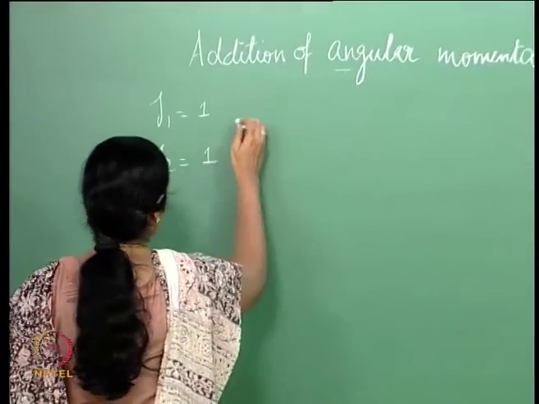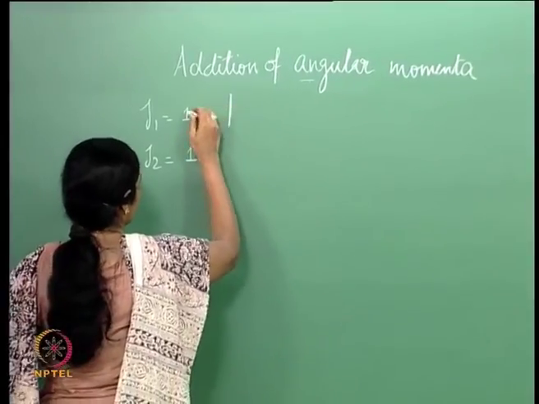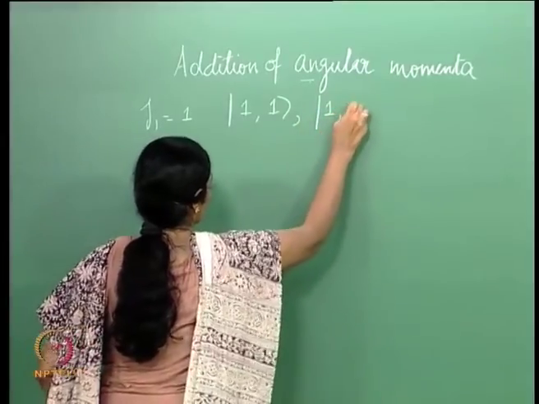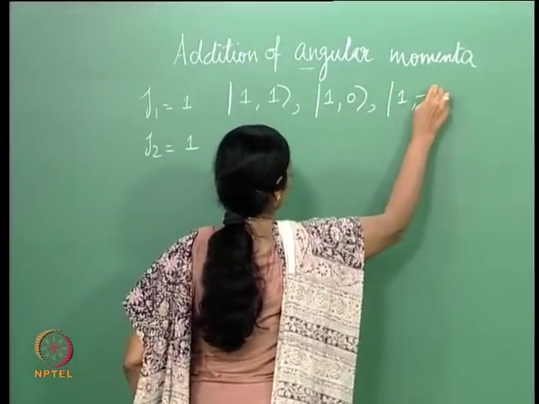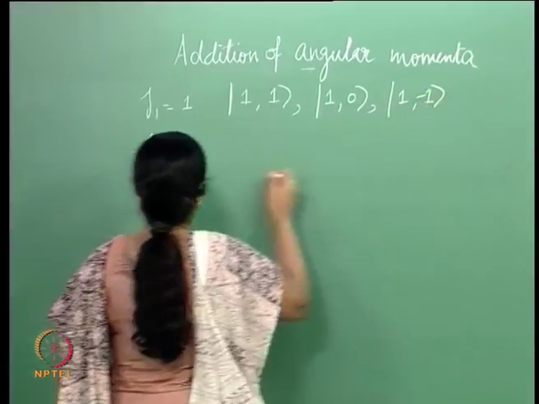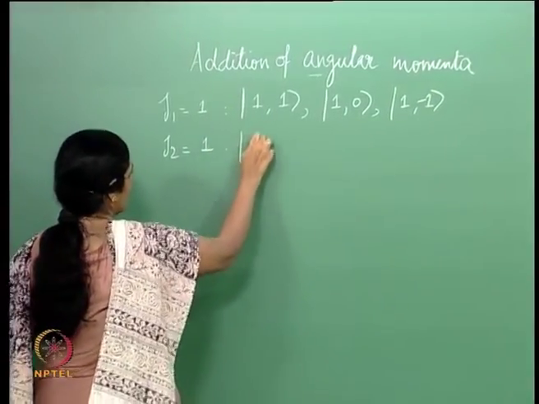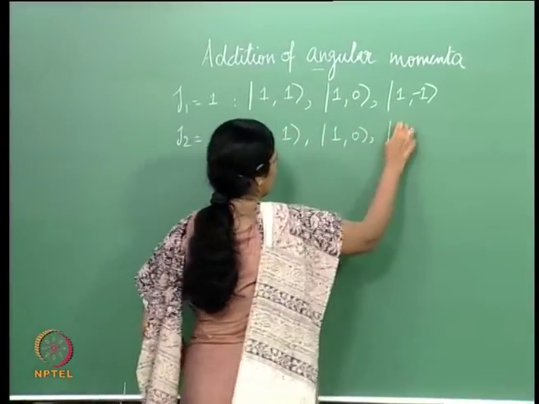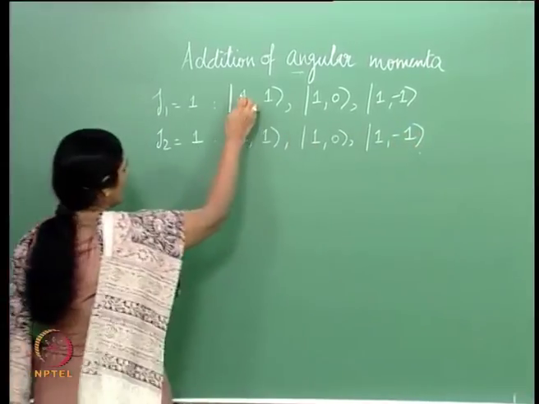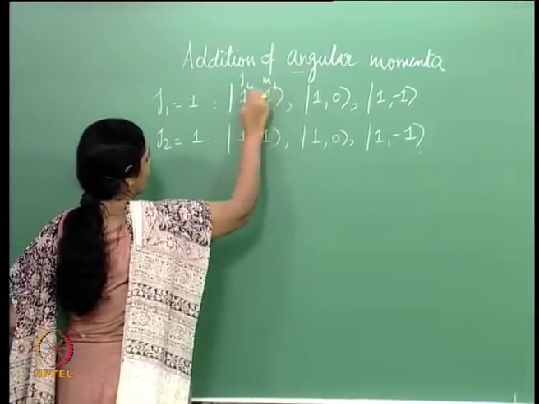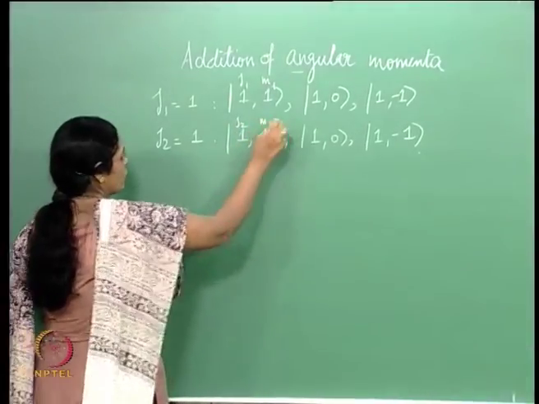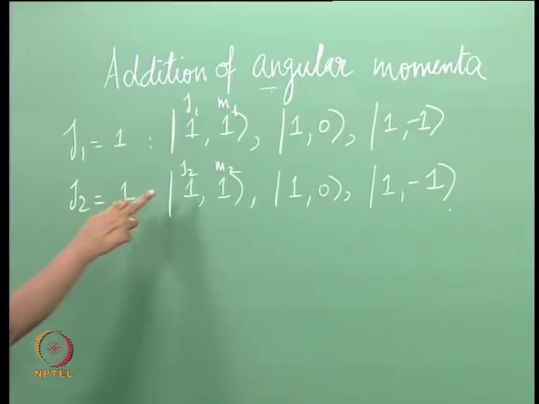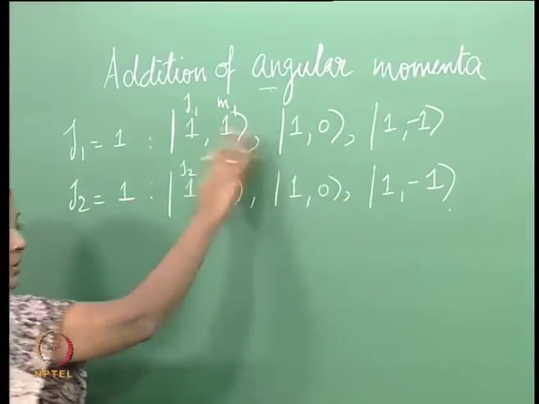So, if J1 is 1, the various uncoupled states corresponding to this are 1 1, 1 0 and 1 minus 1. Similarly, for J2 equals 1, I have the states 1 1, 1 0 and 1 minus 1, where the first index is J1 and the second is M1 here. The first index is J2 and the second is M2 there. M2 takes values minus J2 to plus J2 in steps of 1, similarly M1.